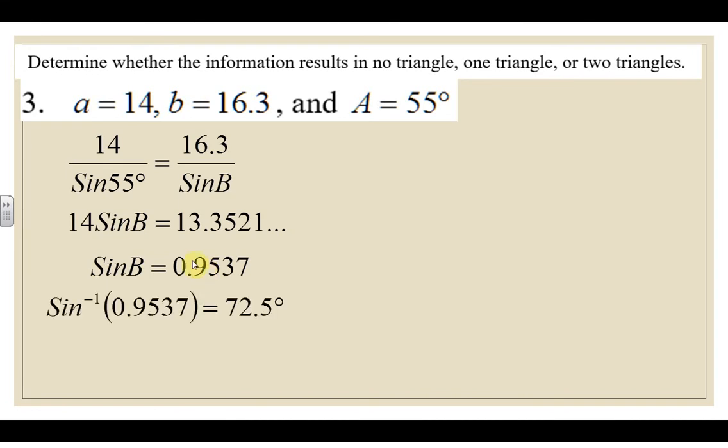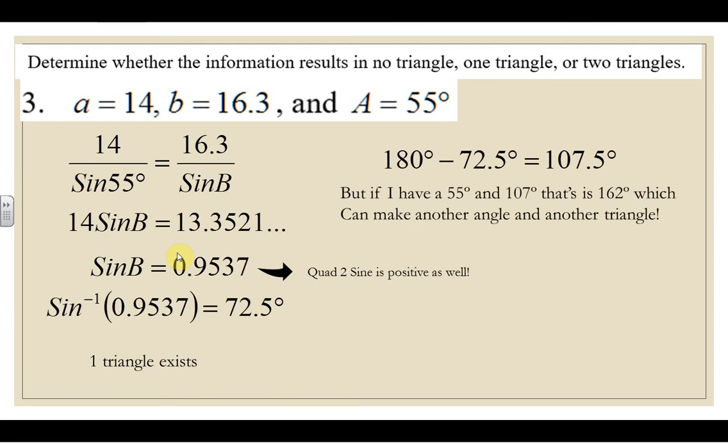72.5. Okay. So that means we've got one triangle. We got possibility one. Let's go see if possibility two could happen. So if we did 180 minus the 72, this should say 2. Whoopsie. That should be a number 2. Just ignore that whole line. That should be a 2.